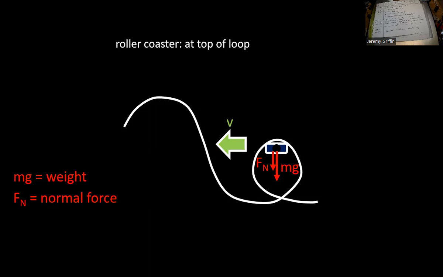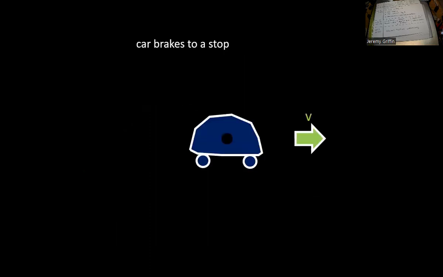You guys good? You might have printed materials on it from the first day of school if you're really curious and want to look ahead. All right, let's go back. Let's get rid of all that centripetal stuff. Let's go back to classic car brakes to a stop. Okay, so I see that car going left to right, and then brakes to stop.